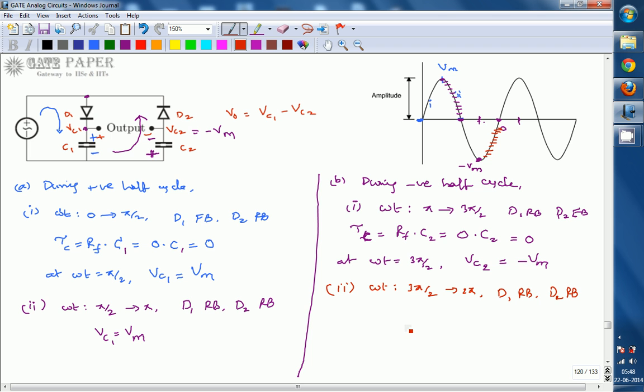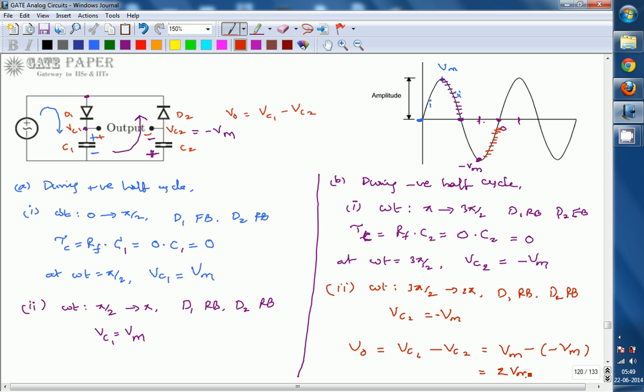So now diode D2 acts as an open circuit, and capacitor C2 doesn't find any discharge path. By that time Vc2 will be minus Vm. Now V0, the output voltage, is defined as Vc1 minus Vc2. Vc1 is Vm, whereas Vc2 is minus Vm, so minus into minus becomes plus. Vm plus Vm is 2Vm.